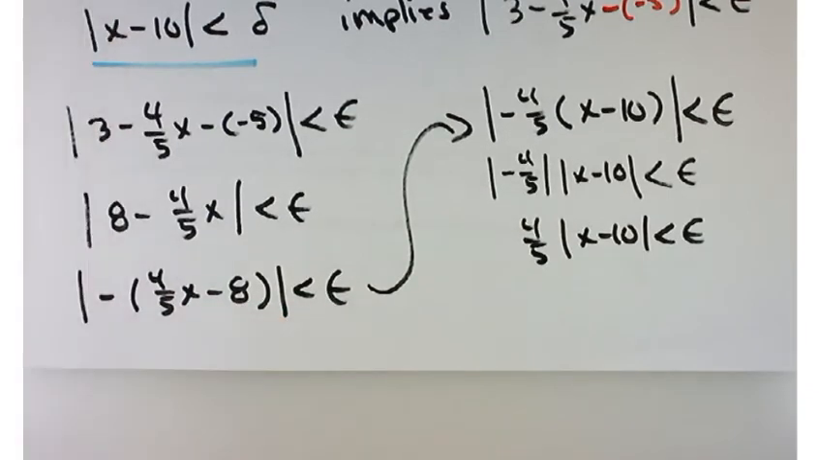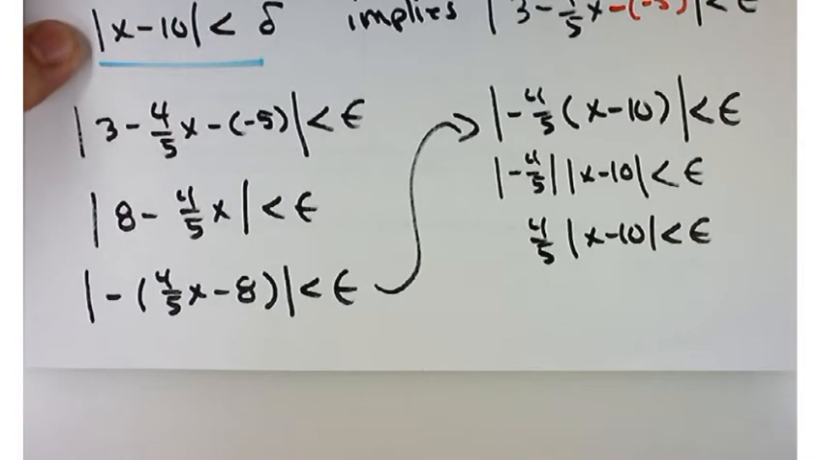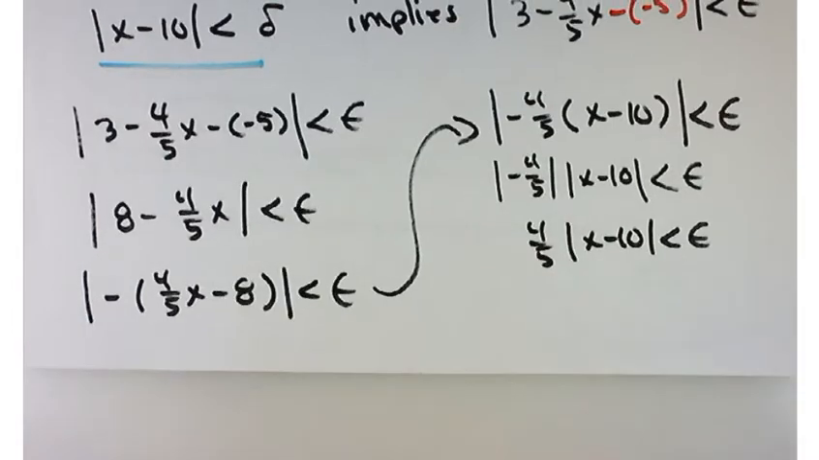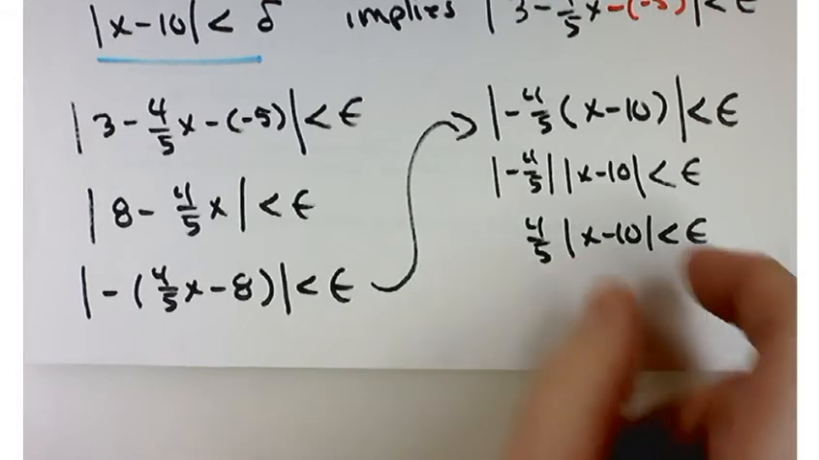Now I'm almost there. Remember, my goal was to get this part right here. So I need to get this x minus 10 term by itself. So how would I do that? What could I do to get the absolute value of x minus 10 by itself?